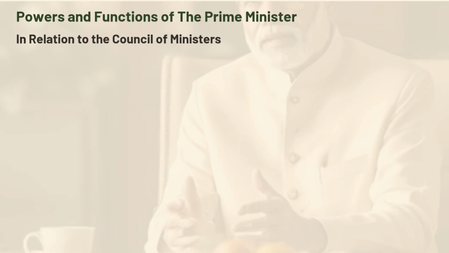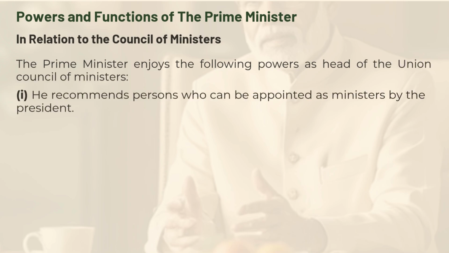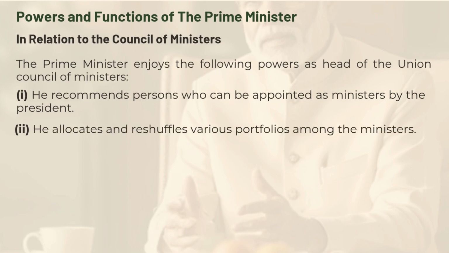Let's now explore the powers of the Prime Minister with the Council of Ministers. The Prime Minister enjoys the following powers as head of the Union Council of Ministers. 1. He recommends persons who can be appointed as ministers by the President. 2. He allocates and reshuffles various portfolios among the ministers.